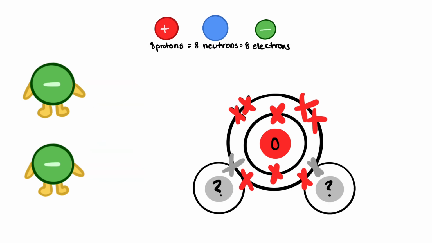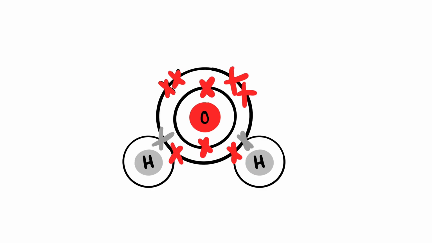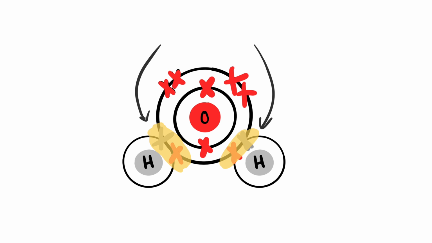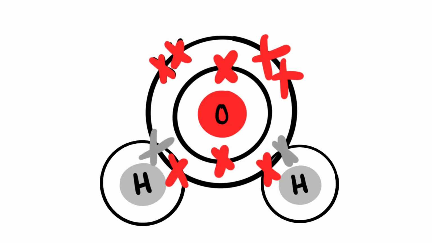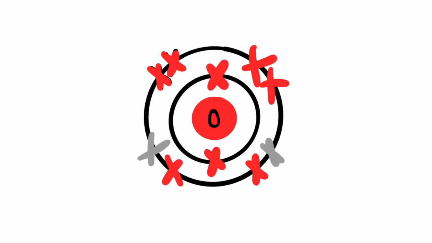These 2 spots can be filled by different atoms, including hydrogen, which has 1 electron. 2 hydrogens and an oxygen makes the molecule H2O, aka water. The bonds that form here and here are called covalent bonds. Covalent means that they share the electrons. You can confirm that this is a stable molecule because the first shell of the hydrogen has its 2 electrons and the oxygen has its 8 electrons.